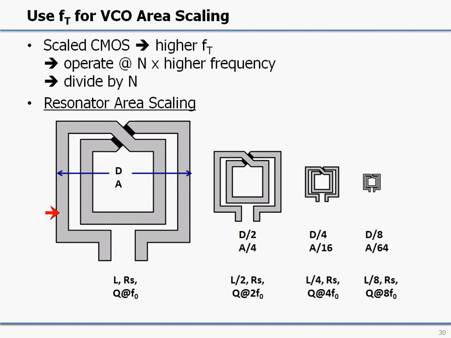So we start, let's say, with an oscillator at a given frequency f0, and it has a particular size d. And now we look at what happens to the inductor when we scale the inductor to a size d by 8. The area of that inductor will now be 64 times smaller. The inductance is 8 times smaller, and interestingly enough, if you look at 8 times the frequency of the original design, you find that you have the same quality factor for the inductor.